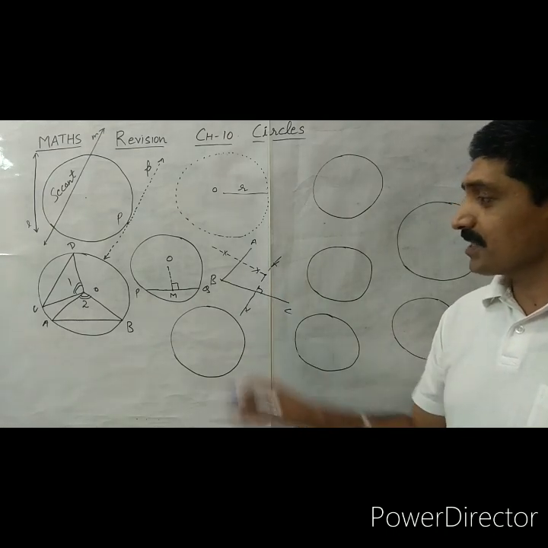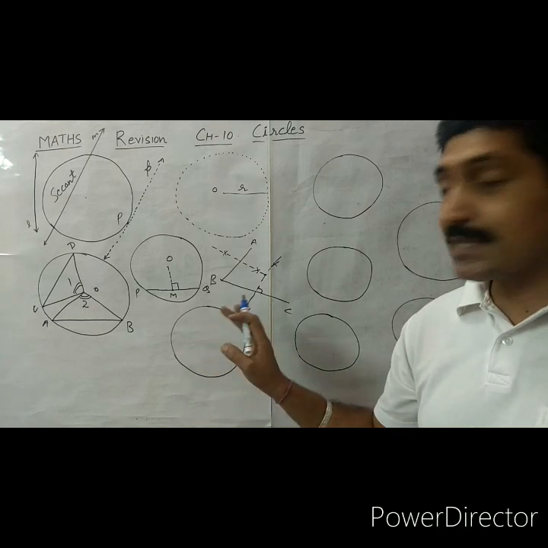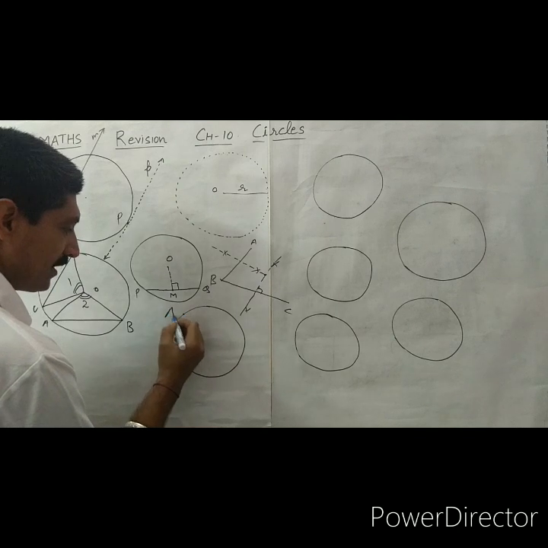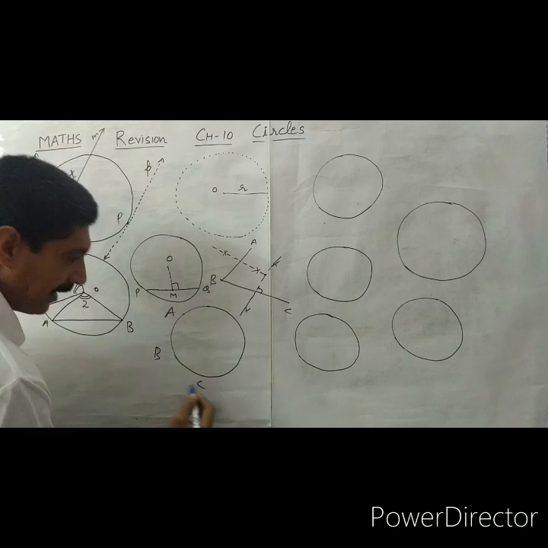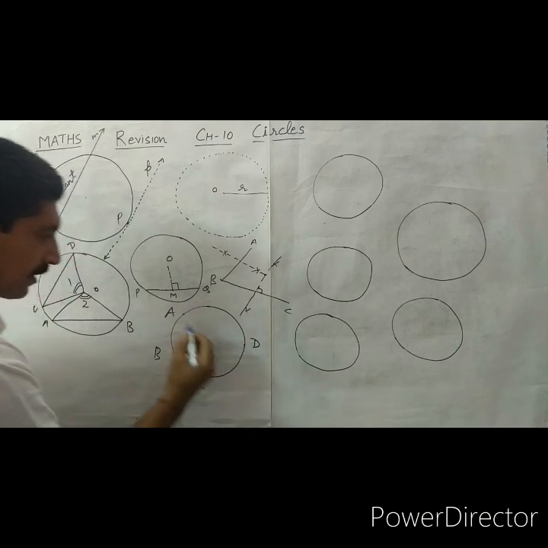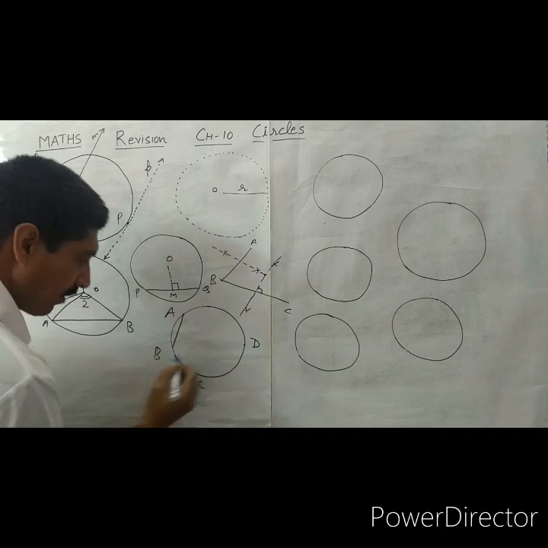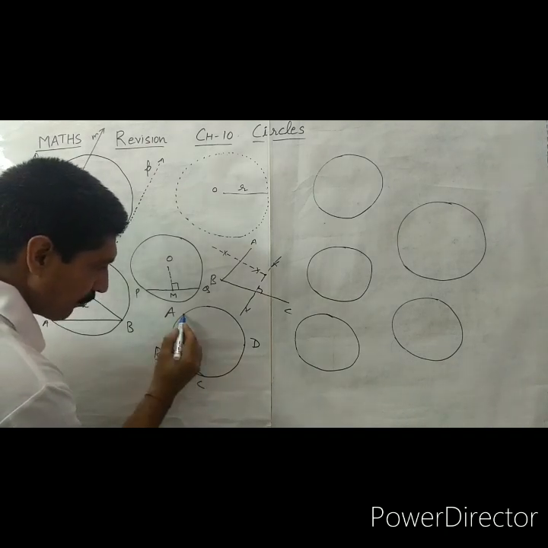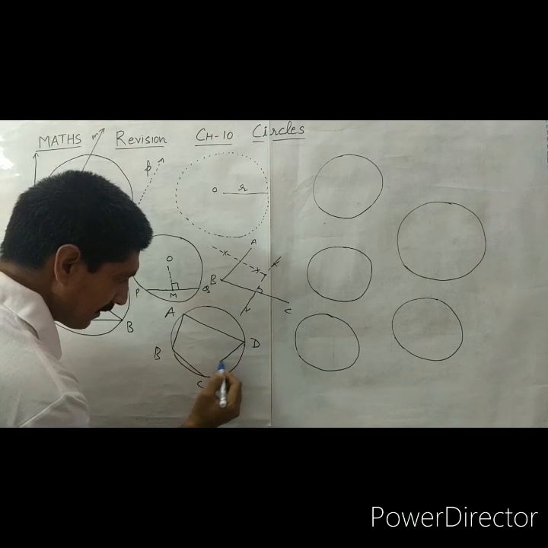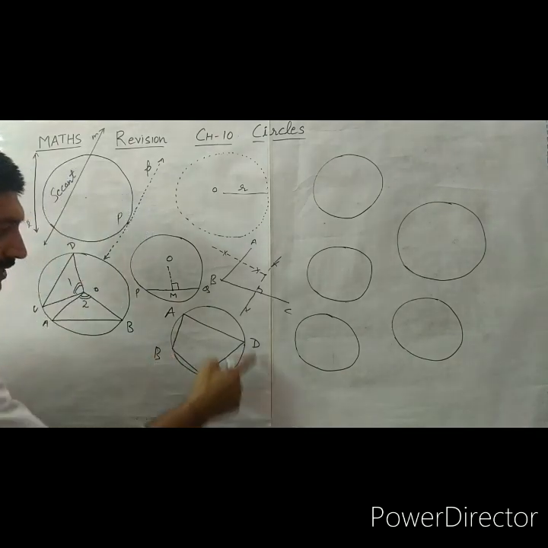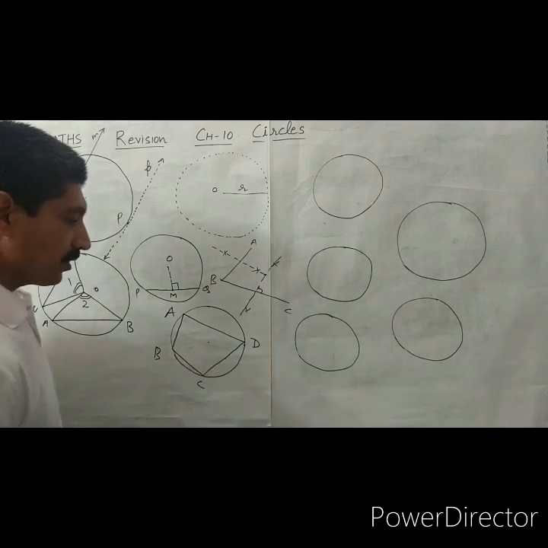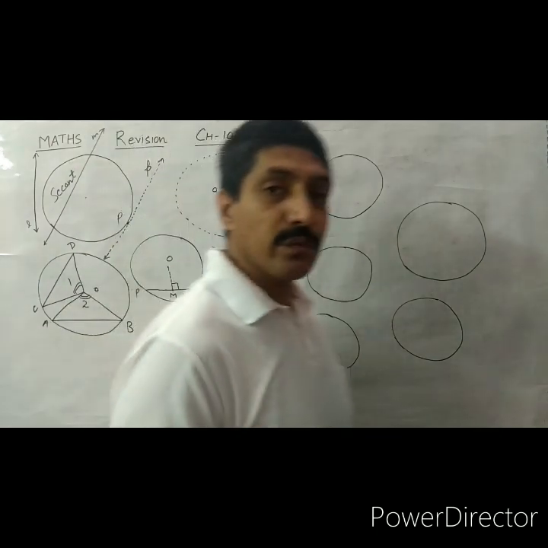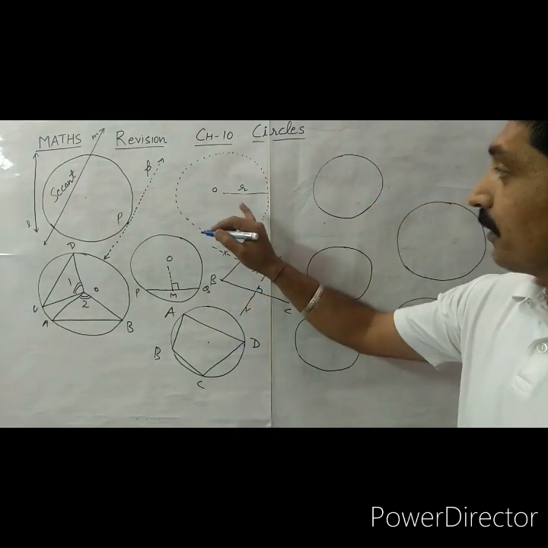We have also discussed in detail the cyclic quadrilateral. If we have any 4 points, one point is A, one point is B, one point is C here, and one point is D, so any 4 points on a circle form a quadrilateral called a cyclic quadrilateral. The properties of the cyclic quadrilateral we have explained with the help of the properties of a circle.